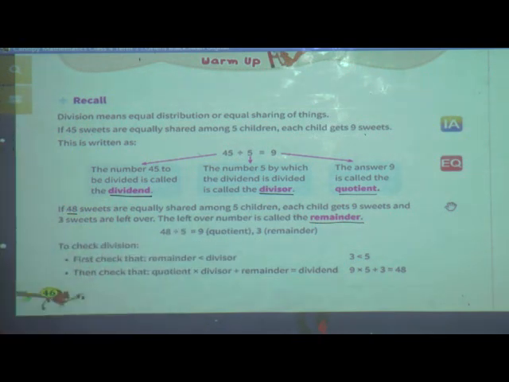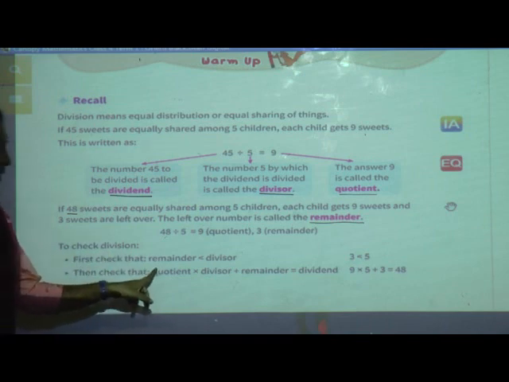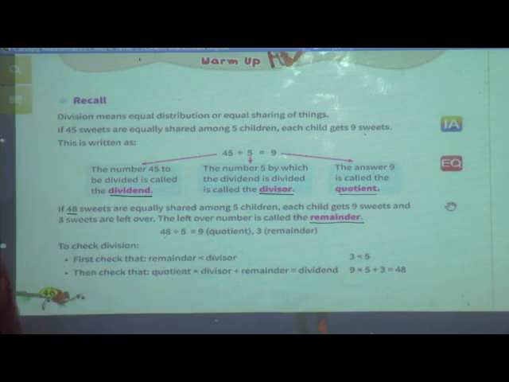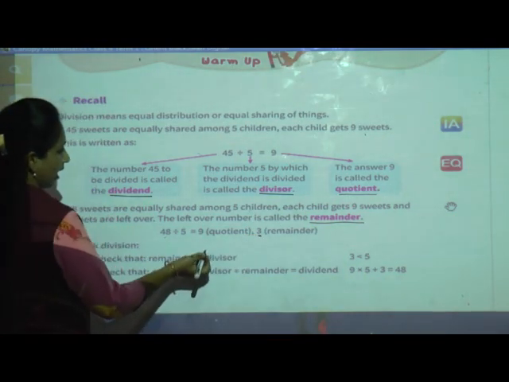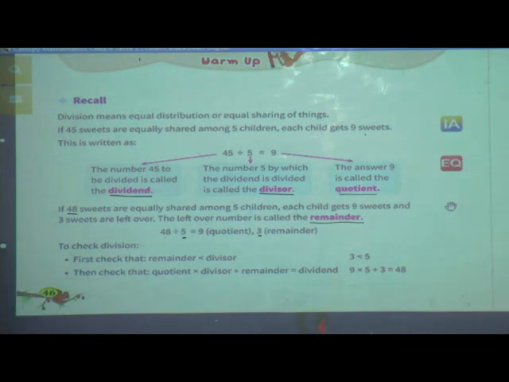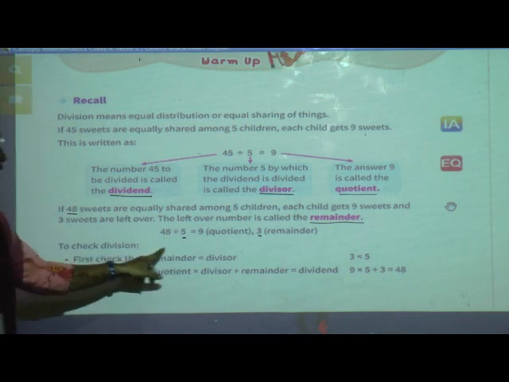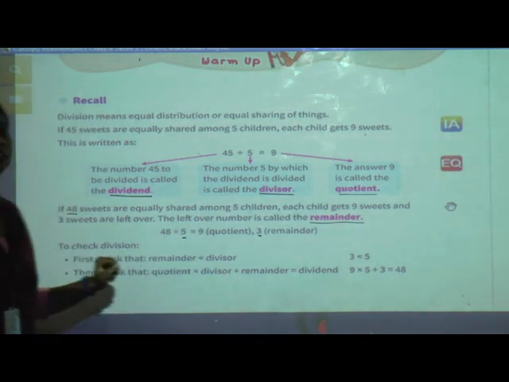Now how will we cross-check whether our answer is correct or not? To check the division, first check that the remainder should be smaller than the divisor. Here the remainder is 3 and the divisor is 5. Which is greater? The divisor. So always the remainder should be a smaller number than the divisor.